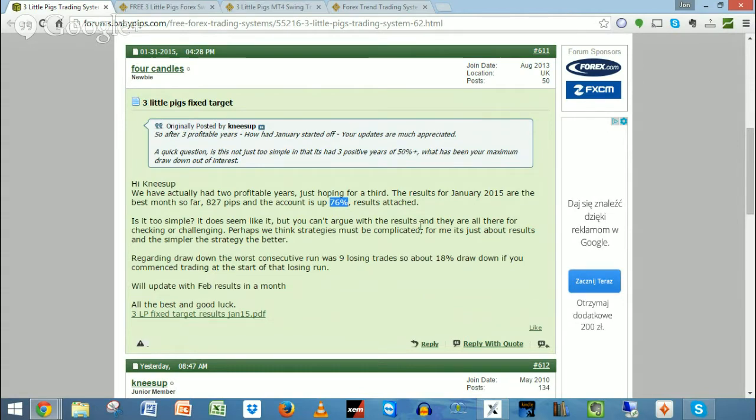He's posted his results as well here in the PDF, which you can download and verify and check against his strategy and how he implements Three Pigs.